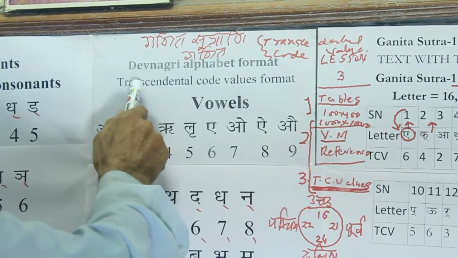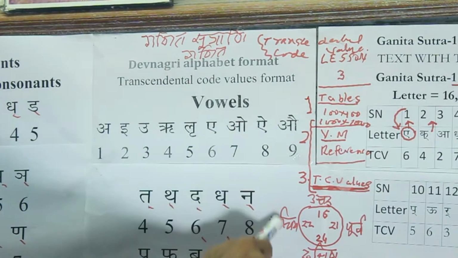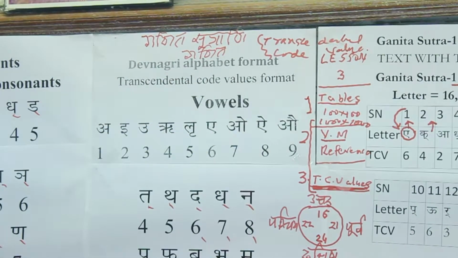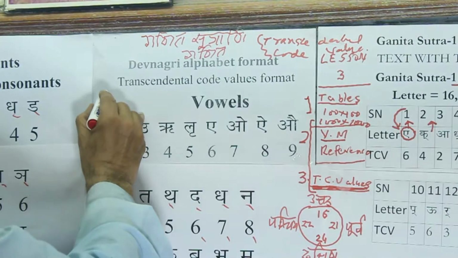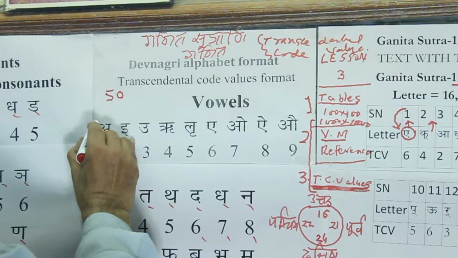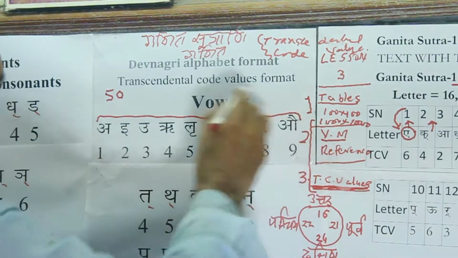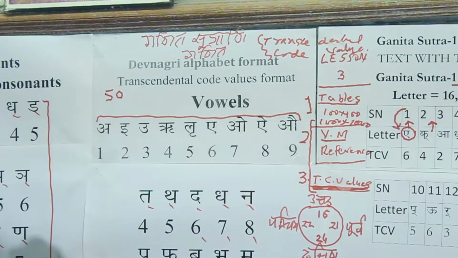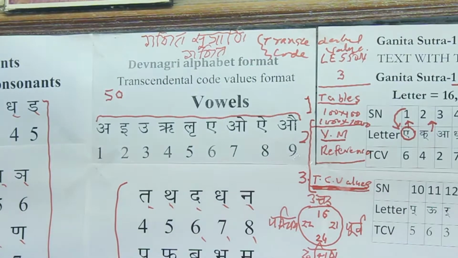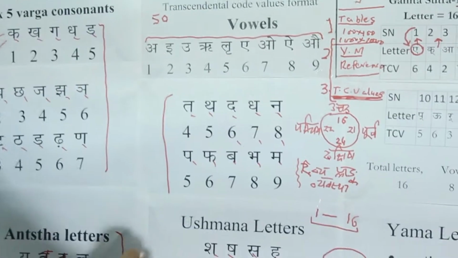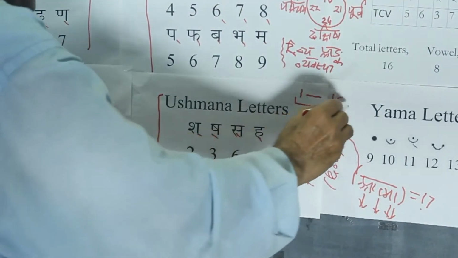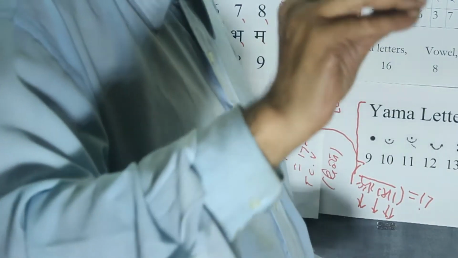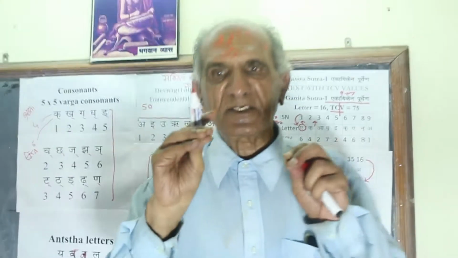As per these transcendental code values, each of the letters of the Devanagari alphabet is associated with a number value. There are 50 letters in the Devanagari alphabet. Of these, 9 are vowels, and then there are 5 cross 5, that is 25 Varga consonants, and in addition to these Varga consonants are 4 Anthastha letters, 4 Ushmana letters and 8 Yama letters. Therefore, let us make a note that the Devanagari alphabet is an alphabet of 50 letters.